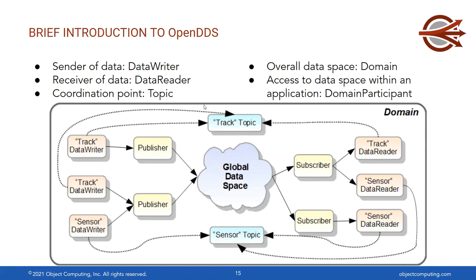The overall data space is called the domain. So we've shown that in the rectangle around the whole thing. And the access to that space within a given application is done through an object called the domain participant. We'll often just call that participant for short.